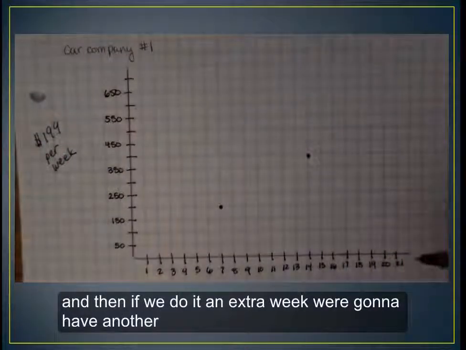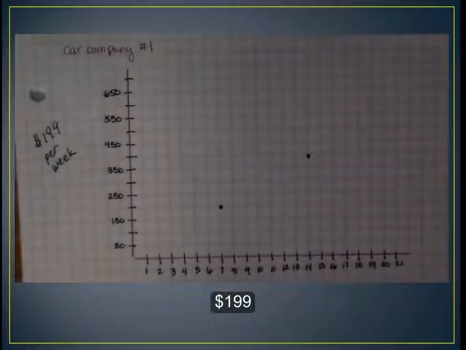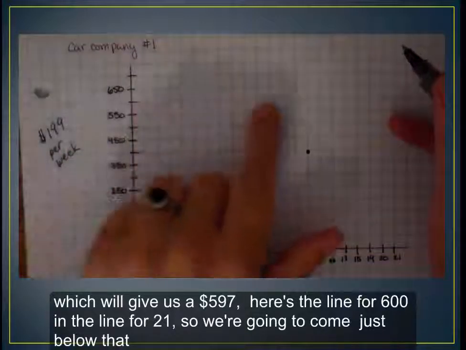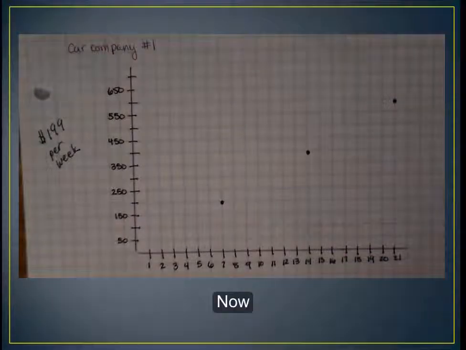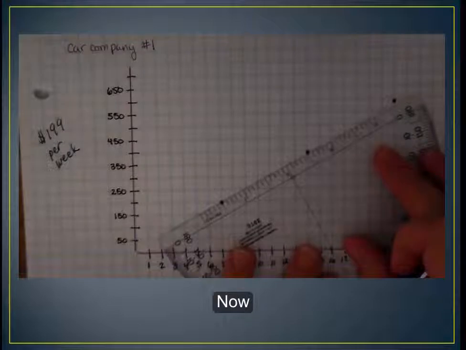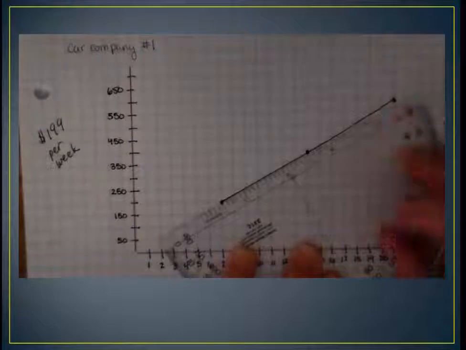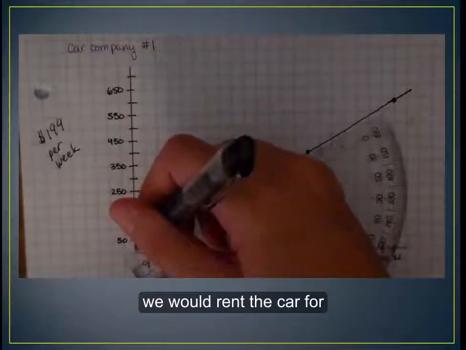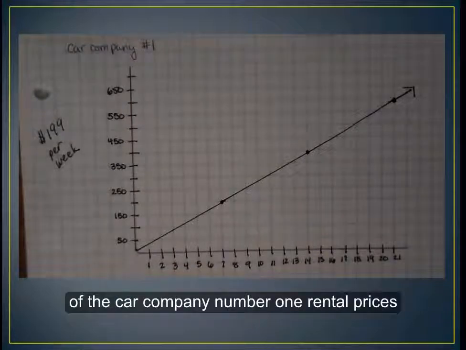And then if we do an extra week, we're going to have another $199, which will give us $597. Here's the line for 600 and the line for 21, so we're going to come just below that. Now, I don't have my ruler, but of course that could continue depending on how long we would rent the car for, but here is our graph of the car company number 1 rental prices.